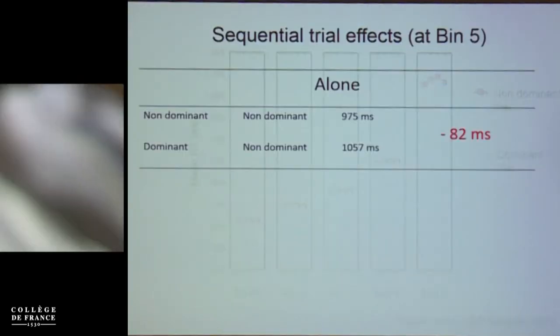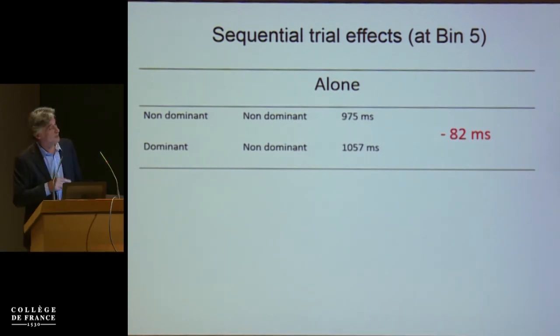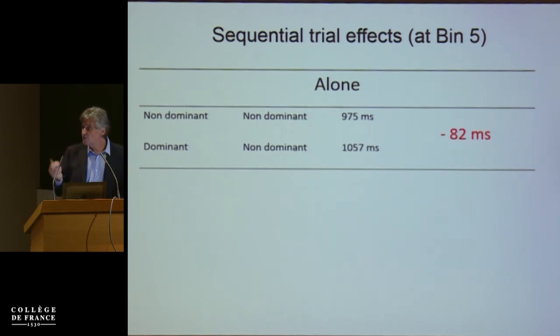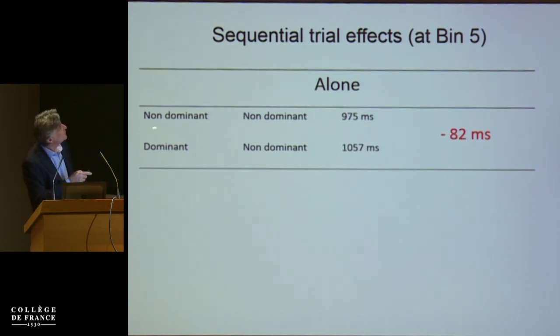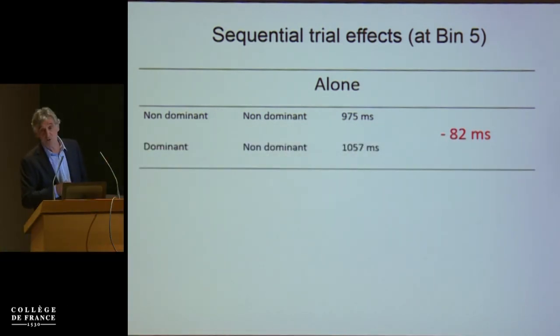We had other evidence for that. For instance, consider these two kinds of trials, these sequences of two trials. You can have a non-dominant trial preceded by a non-dominant trial. If you can control yourself, you will take advantage of this trial to adapt your behavior in the next trial, and your response times should be faster in comparison to this kind of situation where the non-dominant trial is preceded by a dominant trial. And this is true. This is what we observe here.